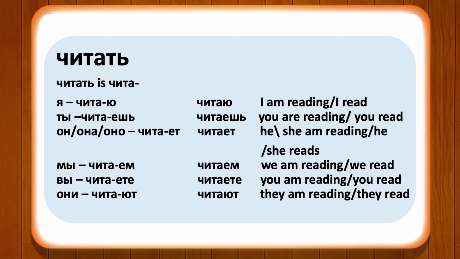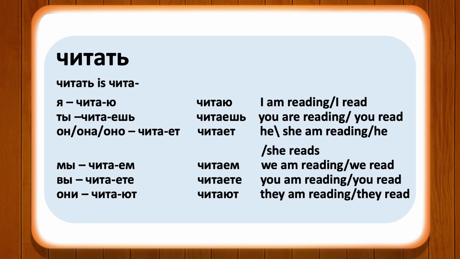On chittayet, he is reading or he reads. Ana chittayet, she is reading or she reads. Mui chittayem, we are reading or we read. Vi chittaiche, it means you, it is a formal you are reading or you read. Ani chittayut, it means they are reading, they read.